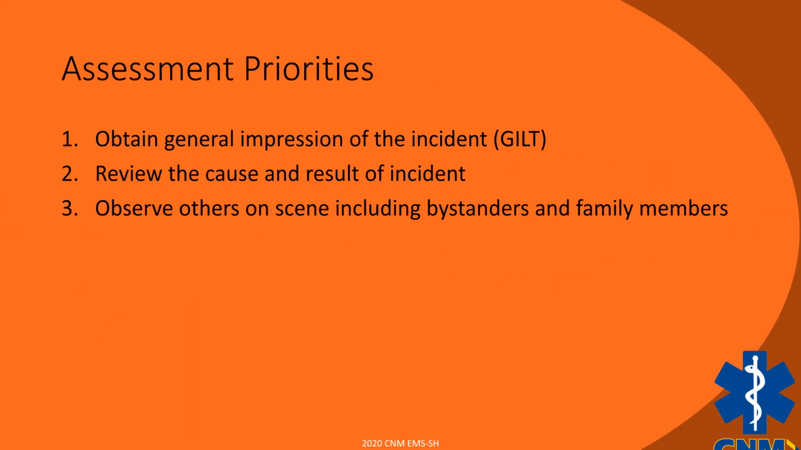So when we're assessing our patients and when we're assessing the overall scene, our assessment priorities are going to be first to get a general impression of the incident, and that probably means a bit of a general impression of our patient's condition. Then think about the cause and the result of the incident. For terminology from EMT Basic, this is essentially working you through your mechanism of injury. Also, for safety, make sure and observe others at the scene, including people that seem to be on the side of you and the family members, friends.